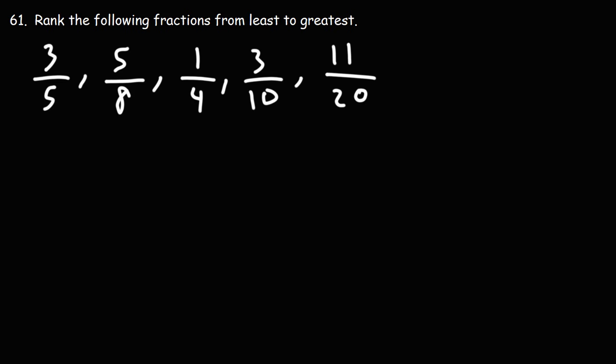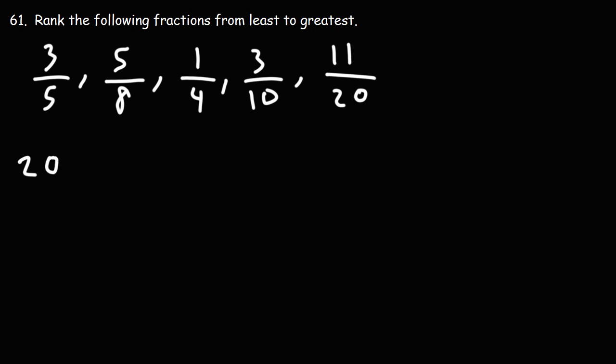Number 61. Rank the following fractions from least to greatest. So we want to rank it from low to high. We can convert each fraction to a decimal and then rank it that way, or we could get common denominators. So let's find a common multiple of 5, 8, 4, 10, and 20.